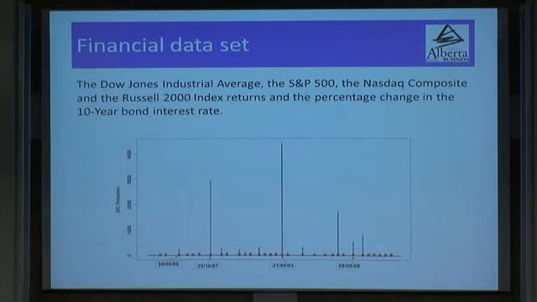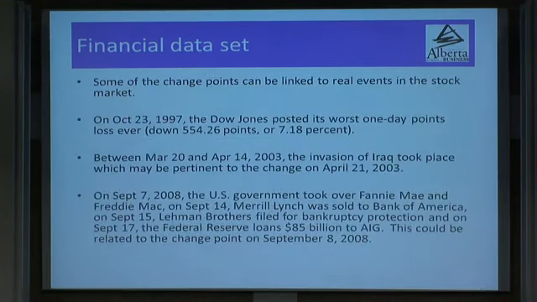So we applied this to financial data, to the Dow Jones. These are daily returns of the Dow Jones, the S&P 500, the NASDAQ, the Russell 2000, and then the percentage change in the 10-year bond interest rate, okay? We applied the DCR to this, and we got the following plot. It found lots of change points, and so then we tried to align the change points with things that happened in finance. Some of these change points can be linked to real events in the stock market.